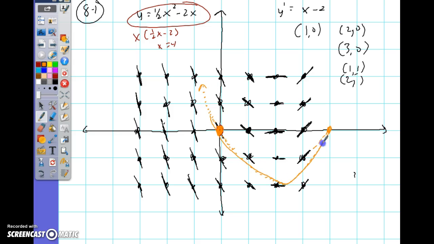Wait, how do you know the vertex is right there? I didn't know the vertex right. Well, I know the vertex has got to be at some place like this. Now, could it be a little higher, a little lower? Yeah. That's the information I got.